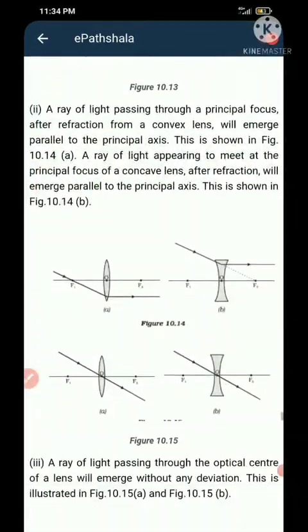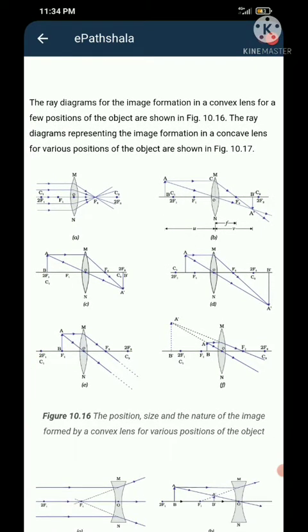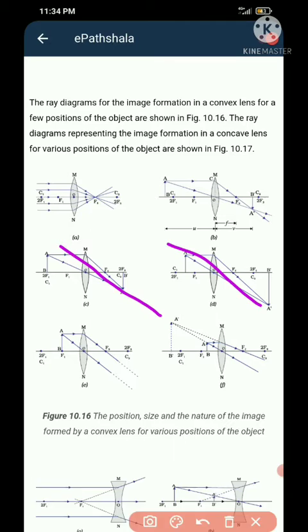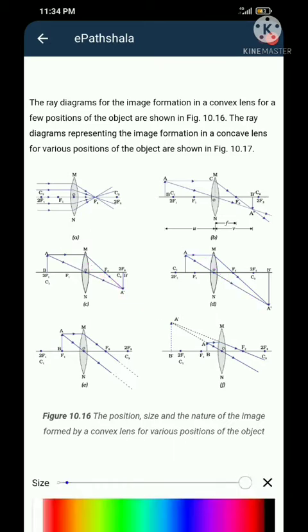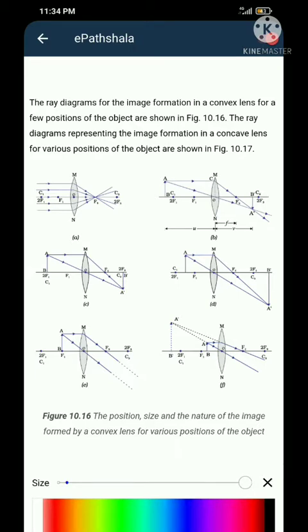Okay, let's understand how it works. So be careful and quick. In the first case, light passes parallel, so after refraction it goes converging due to the lens.